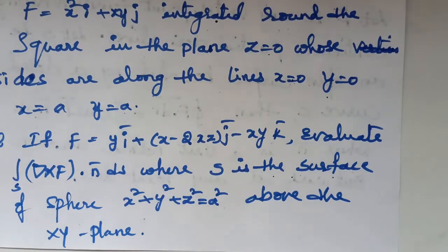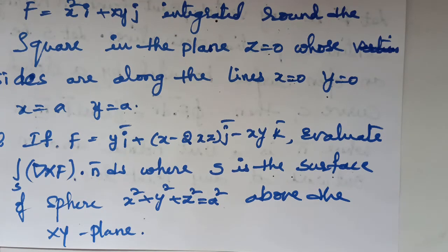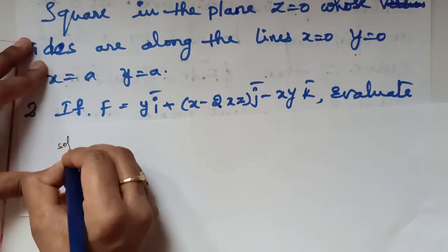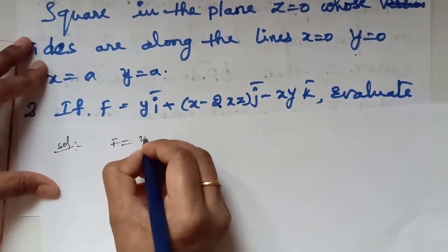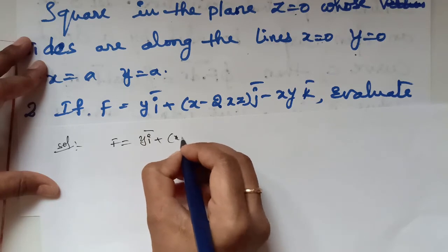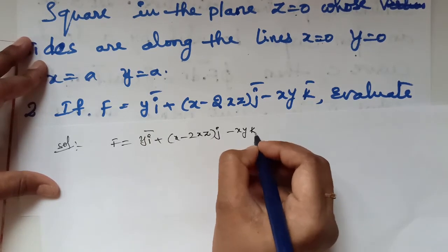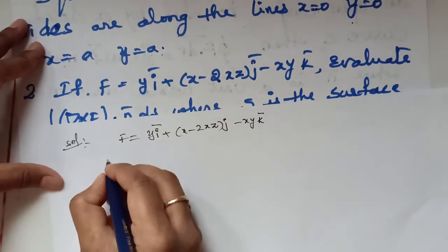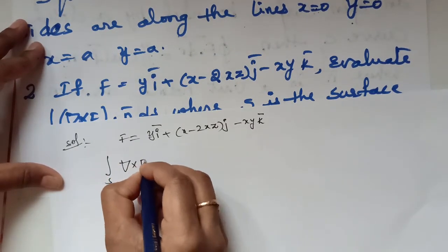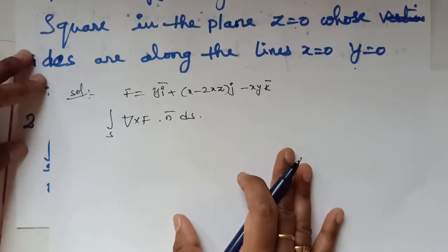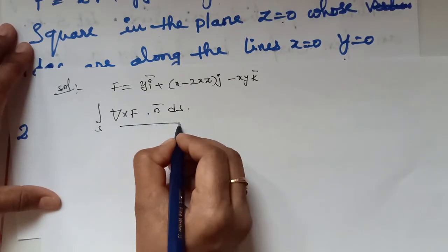Evaluate, if F is equal to y i plus x minus 2xz j minus xy k. So given that F is y i plus x minus 2xz j minus xy k, evaluate del cross F dot n bar dS. Okay, this value we have to evaluate.